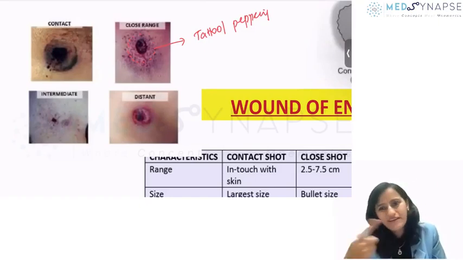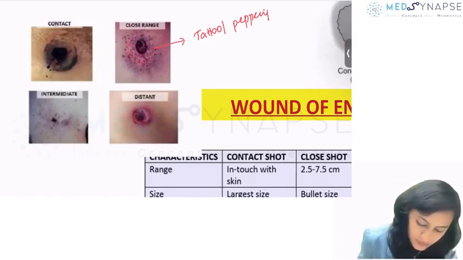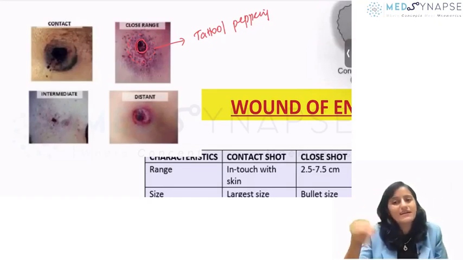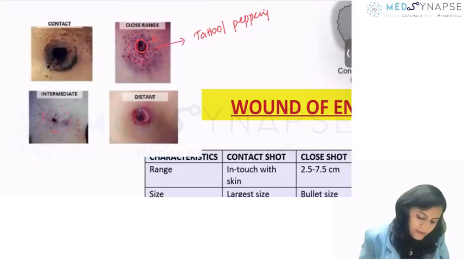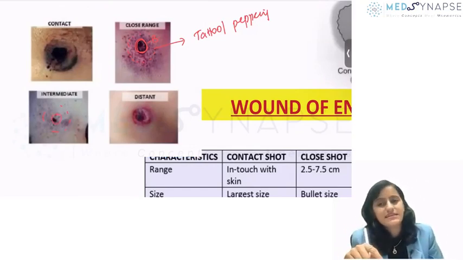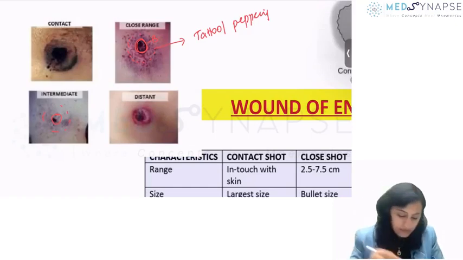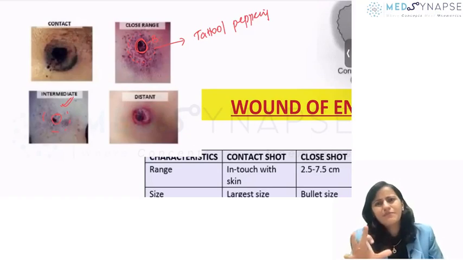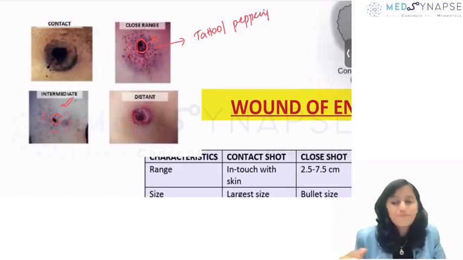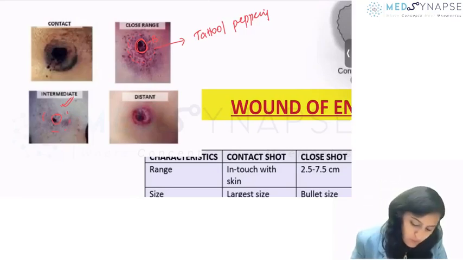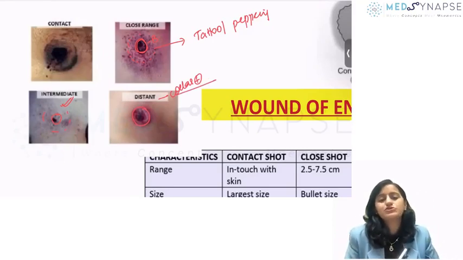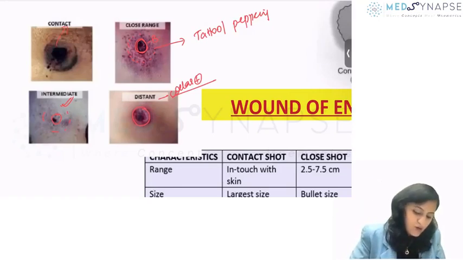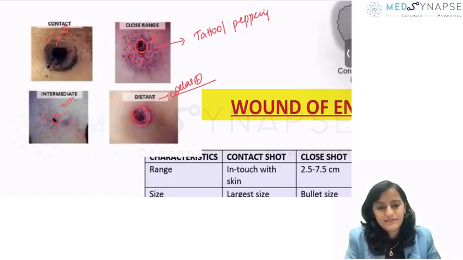Tattooing is present in close, everything is present, and in intermediate also. Along with that, you can see the blackening along with the tattooing. So this is going to be close range. When it is just the peppering, without a lot of blackening, that is going to be your intermediate or near. Remember, intermediate and near is the same. Is this clear with everyone? When only the collar is present, that is going to be distant. Contact is going to have the singeing present.